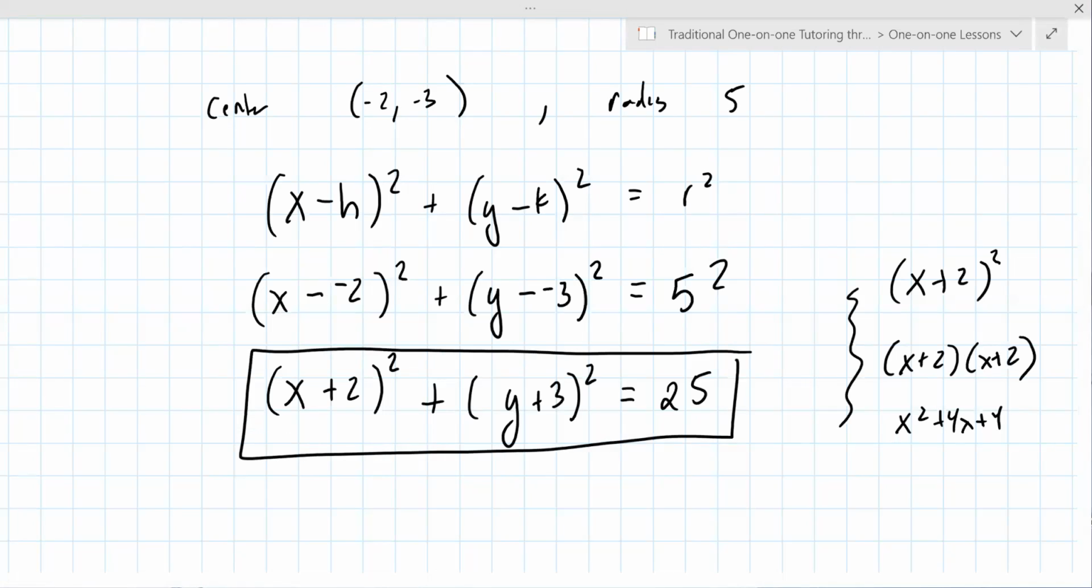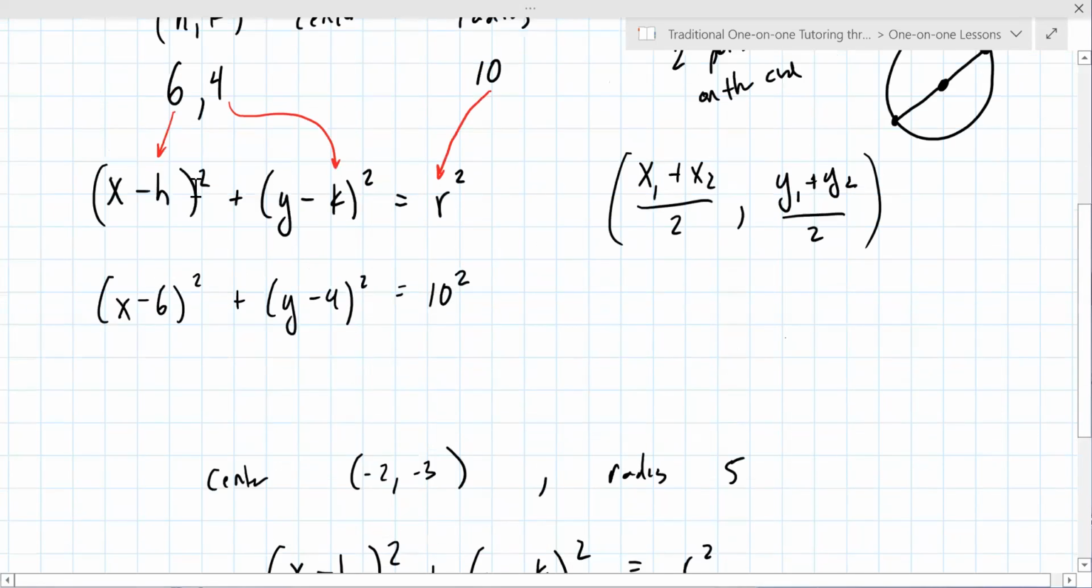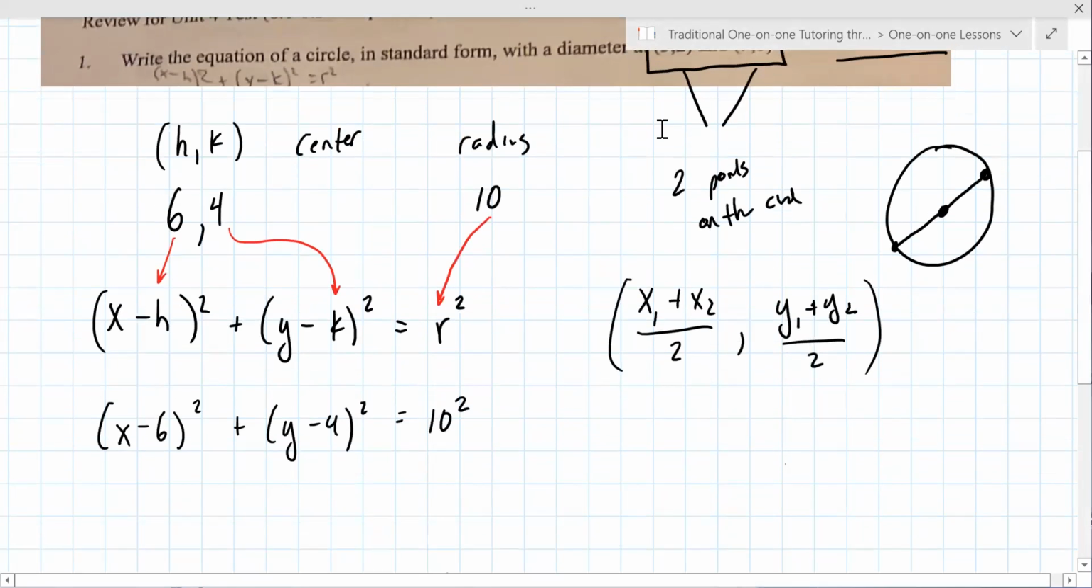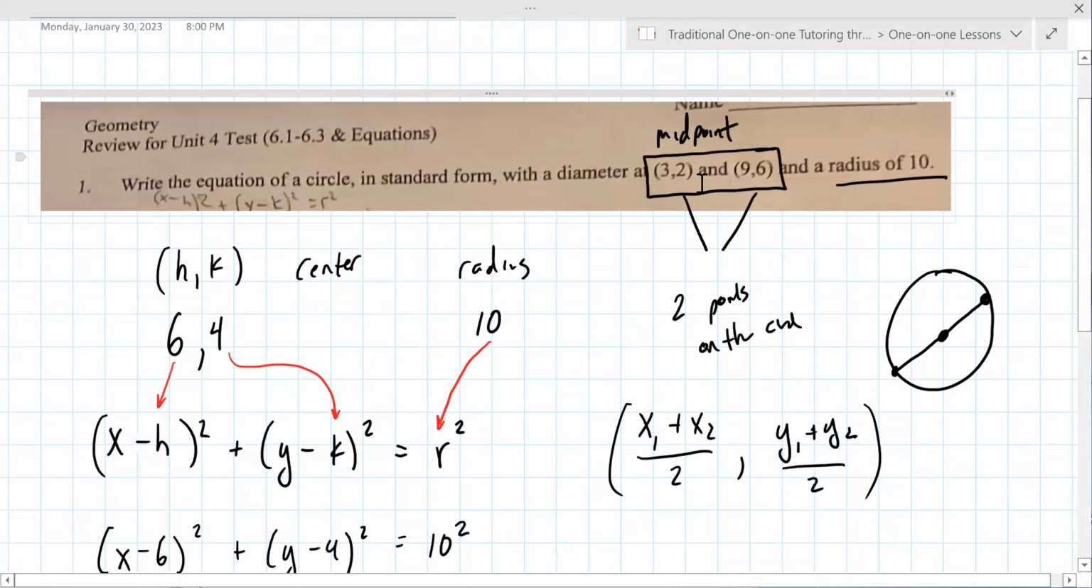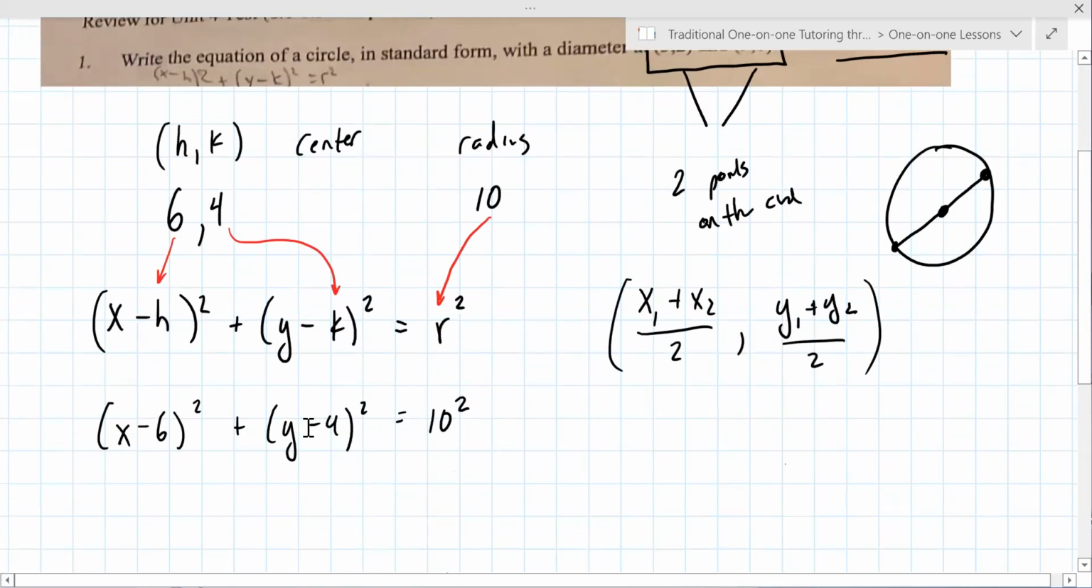It's 25. So if we go back to your problem, because I feel like it's still unclear: the midpoint gives you the center of the circle, and the center of the circle is (h, k). So those numbers just go in for h and for k. And because they're minus, you just leave them. There's not two negatives.